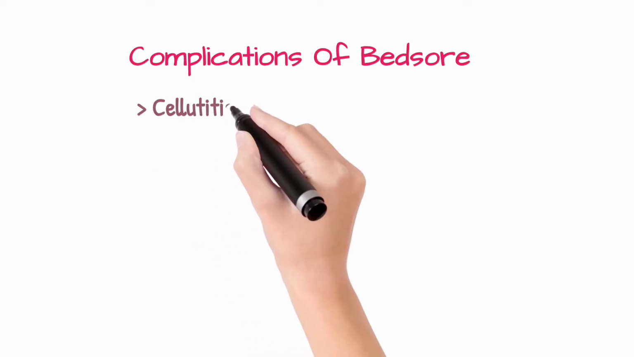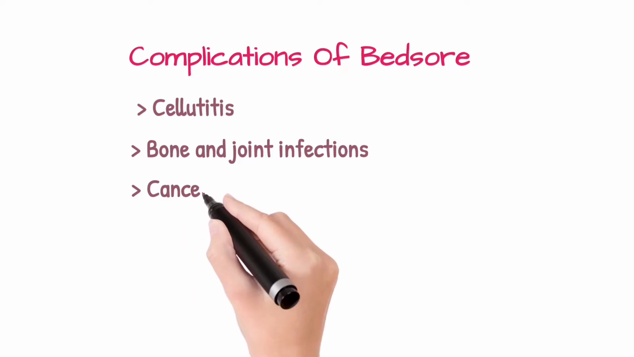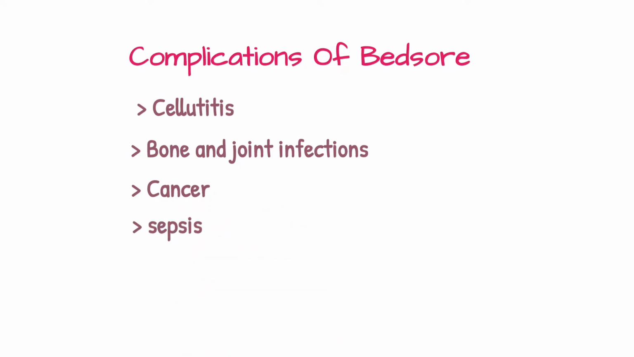Complications of bed sore: cellulitis, bone and joint infection, cancer, sepsis. Cellulitis is the infection of the skin and connected soft tissue. It causes warmth, inflammation and swelling of the affected area. Patients with nerve damage often do not feel pain in the area affected by cellulitis.